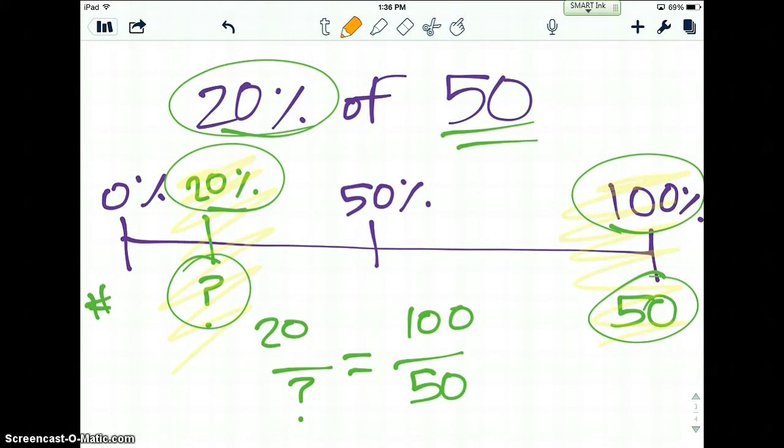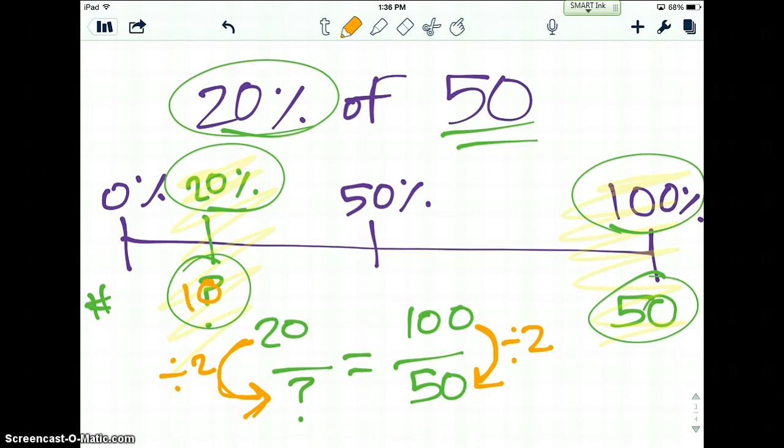So I'm going to go ahead and use it. I see something here. And since I need to go from 20 to the question mark this way, I'm going to go from 100 to 50 by dividing by 2. So I'm going to take 20 divided by 2, and I will get my question mark value of 10.